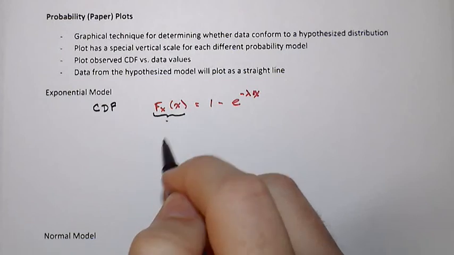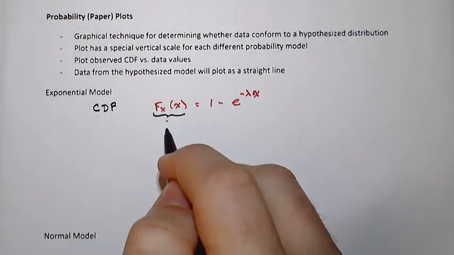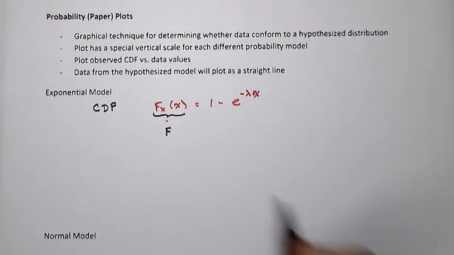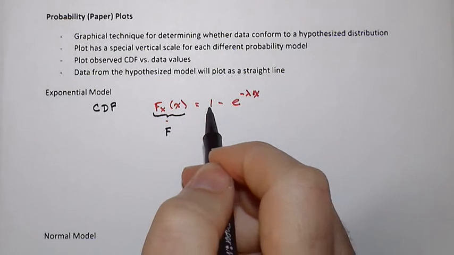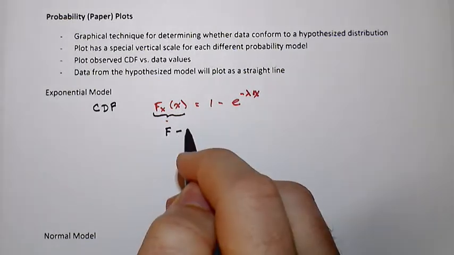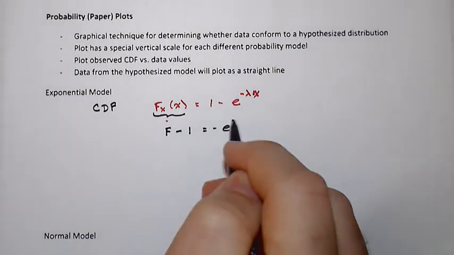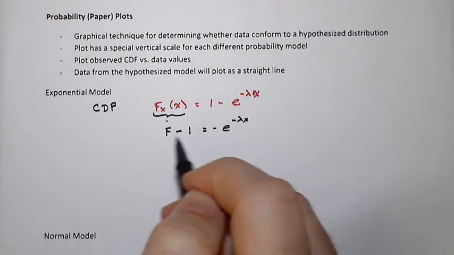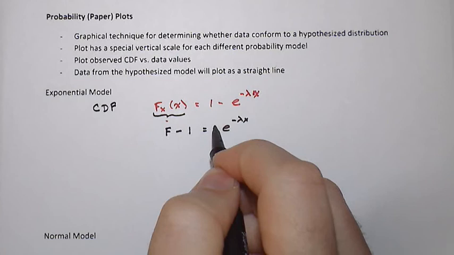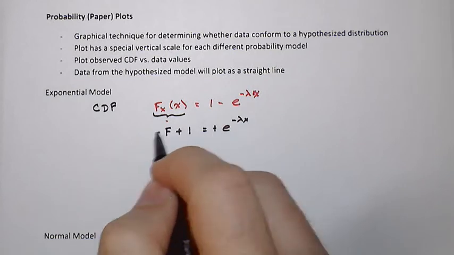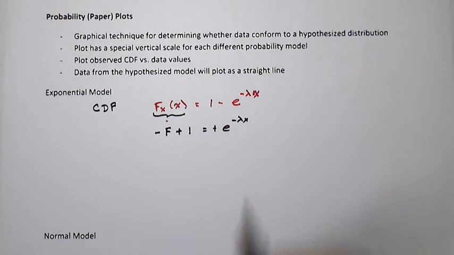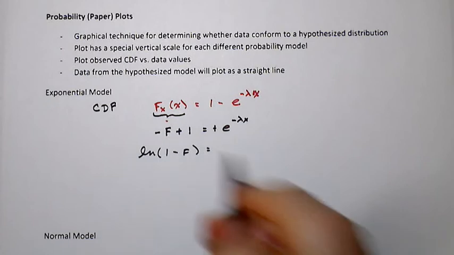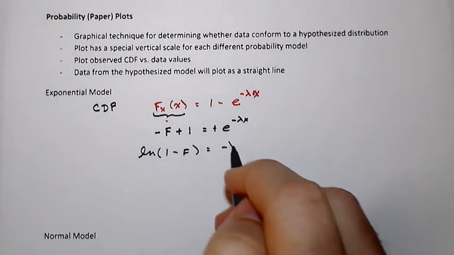First off, instead of F_X, we're just going to call it F to make life a little bit easier here. And we're going to pull some things over. Let's pull F minus 1 equal to minus e to the minus lambda x. We now have probabilities over here, and minus 1 is a negative number. We don't really like that very much, so we're going to turn that around. And so that's really 1 minus F, and then we're going to take the natural log of that. So now we have natural log of 1 minus F is equal to minus lambda times x.